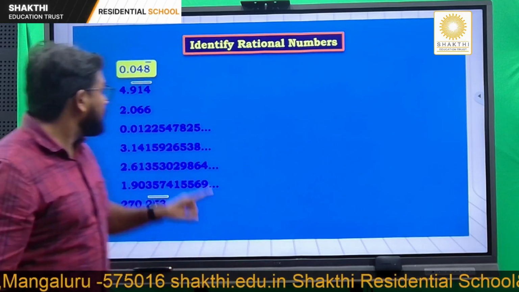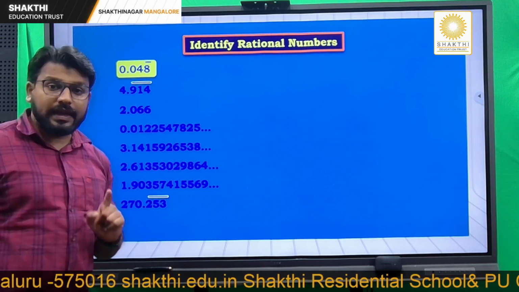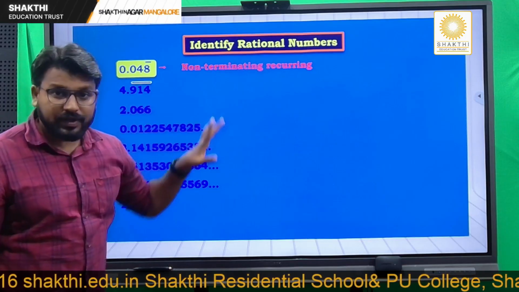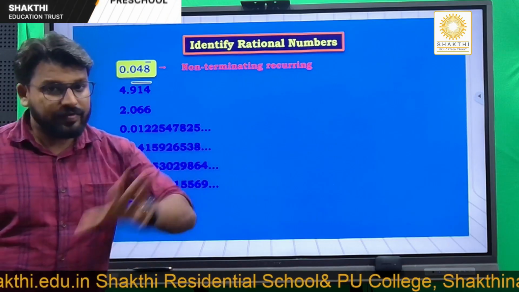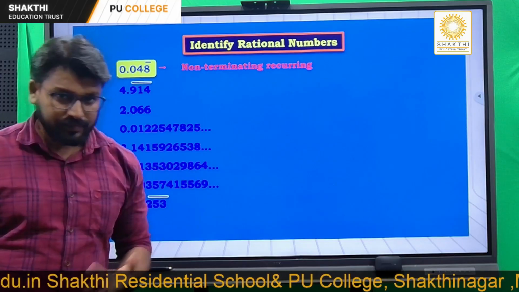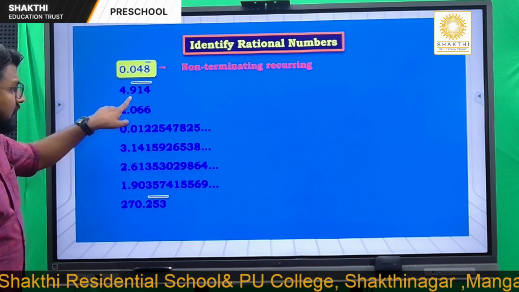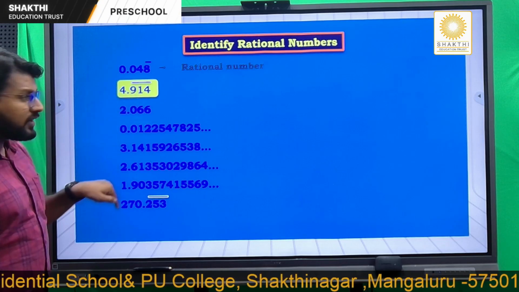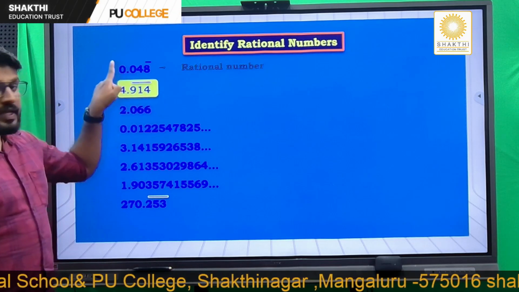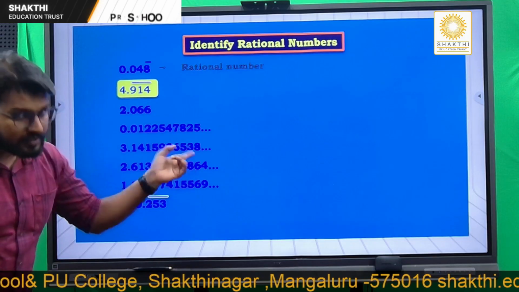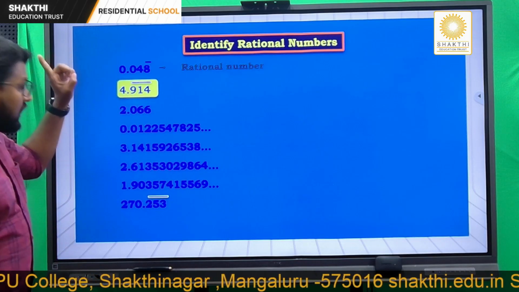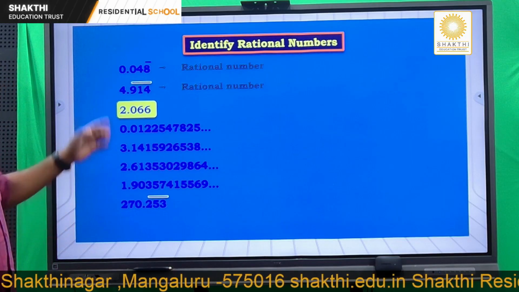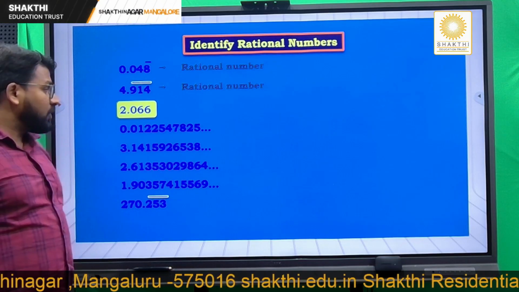So let's see the first one, which is 0.048 bar. It is non-terminating and recurring. Matlab, this is a rational number. Yes or no? Yeah, you're right. For the second one, you can see this one, 4.914 bar. Definitely, yeah, you're right. It is non-terminating but recurring. So this is also a rational number. This is obviously terminating, so rational number hoga.